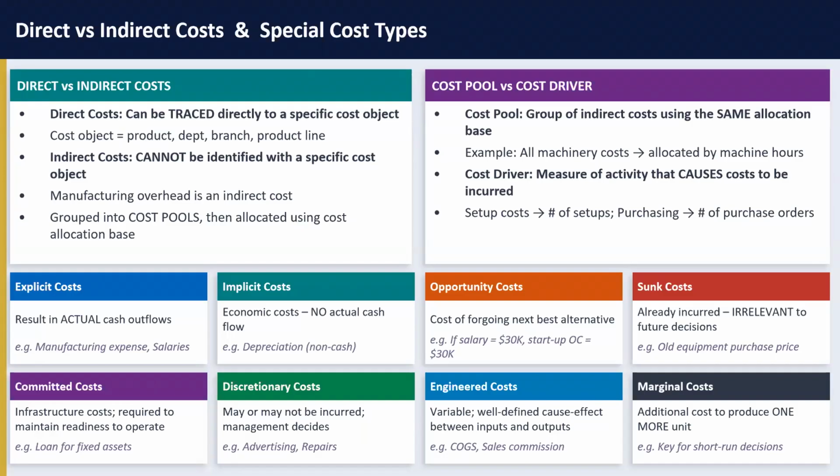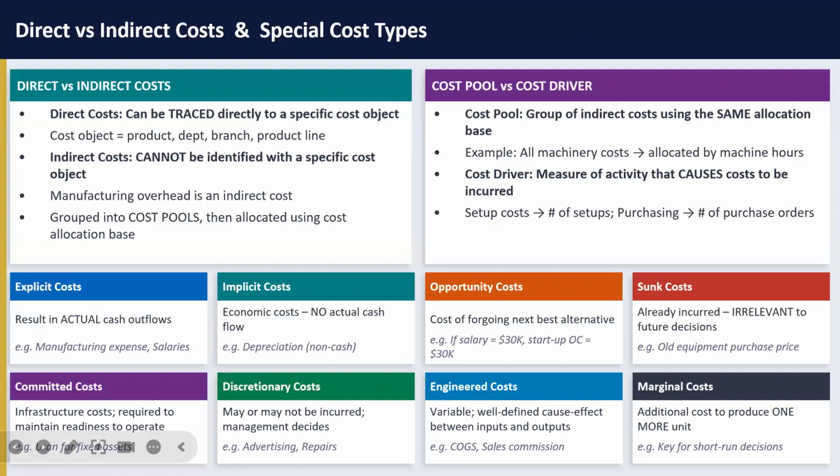Then comes marginal cost. We know this concept of marginal analysis. It is analyzing what cost or revenue I will incur for producing or selling one additional unit. That is our marginal analysis. Marginal cost is nothing but the additional cost that you incur for producing one additional unit, one more unit. Marginal cost analysis is very important for our short-run decision making.